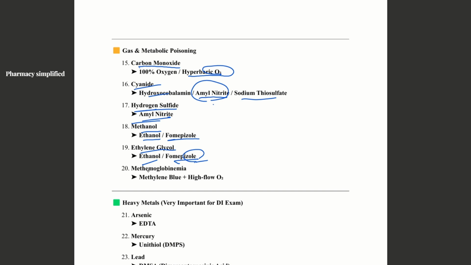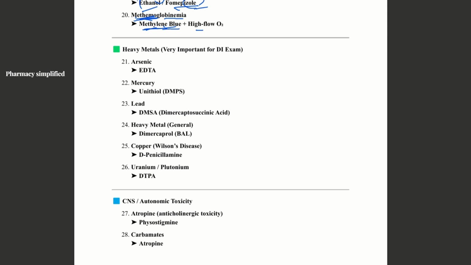So next, methemoglobinemia. For this, we use methylene blue. Methemoglobinemia, methylene blue, we remember it like that. With methylene blue, we also use high-flow oxygen for treatment. Then next, we also see that heavy metals are most commonly asked in the questions.